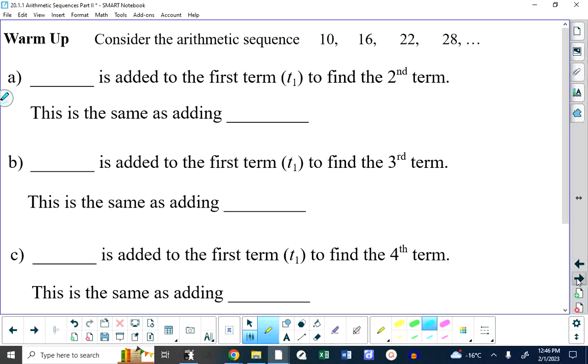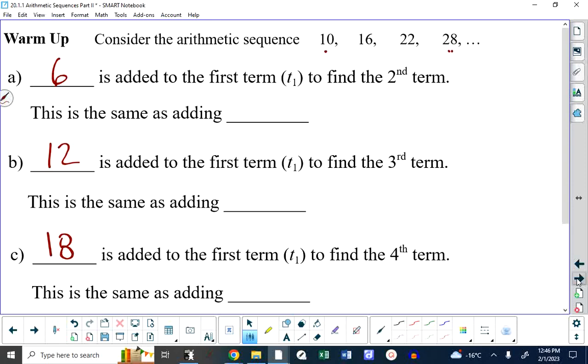So question A says, what is added to the first term to find the second term? Well, 6, right? 6 is added to the first term to get the second term. What is added to the first term to get the third term? And I'm talking about a number here. What is added to 10, which is the first term, to get 22? 12. It's not a difficult problem. And it's not a Math 20 problem, right? This is not an exam question. This is a learning situation. What do I add to the first term? What do I add to 10 to get the fourth term? Well, that would be 18.